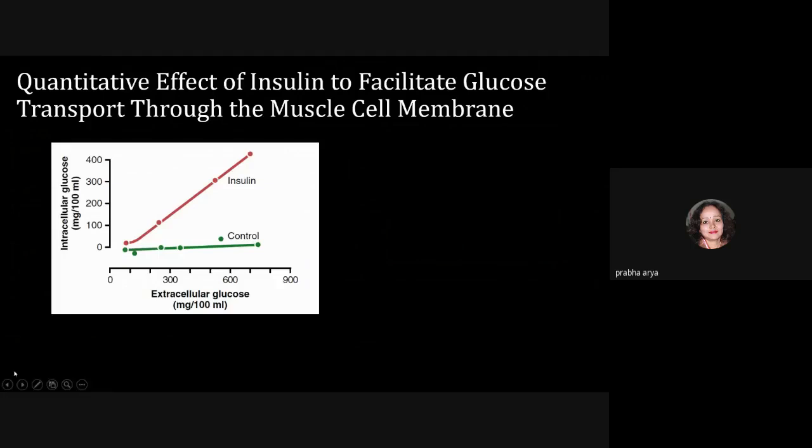When insulin is there, outside the cell or inside, it increases the uptake of glucose by the cells. This way, the internal concentration of glucose is increased. You can see there is a plateau in the control, and there is an exponential increase in the concentration of glucose inside the cell with insulin.